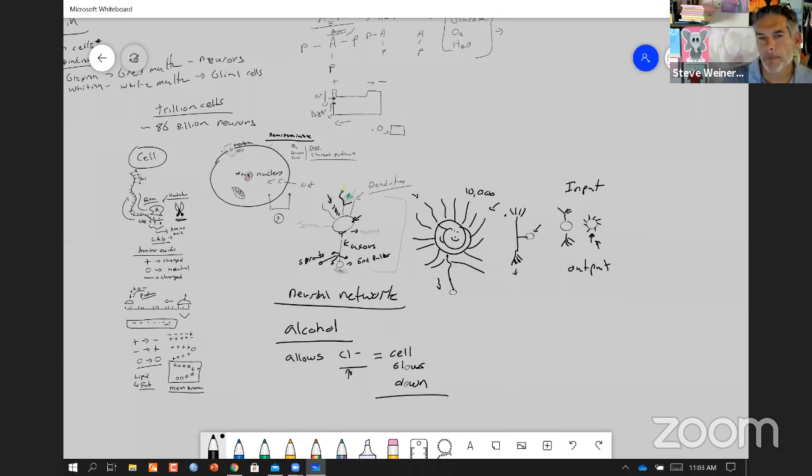ATP. As long as the cell is getting fuel, the cell will continue to keep growing. And the most important thing that causes the cell to grow is right here in green, and it's very tiny.